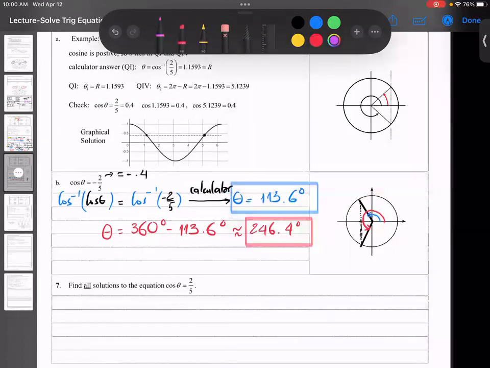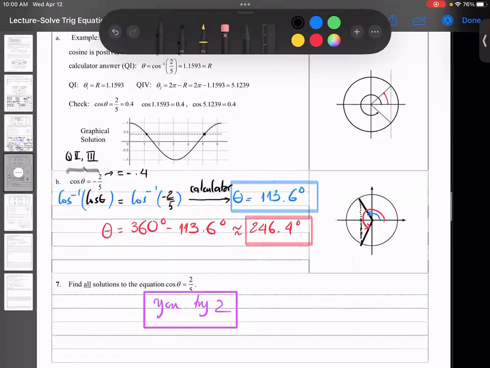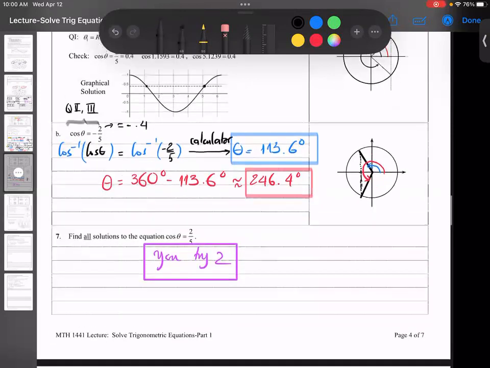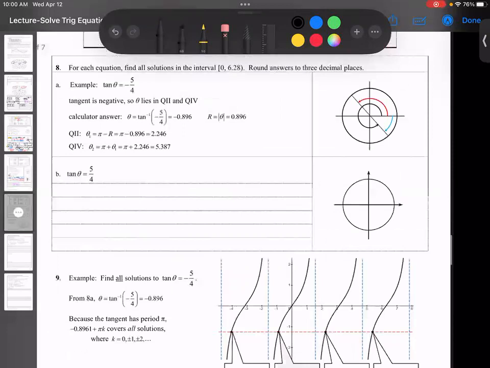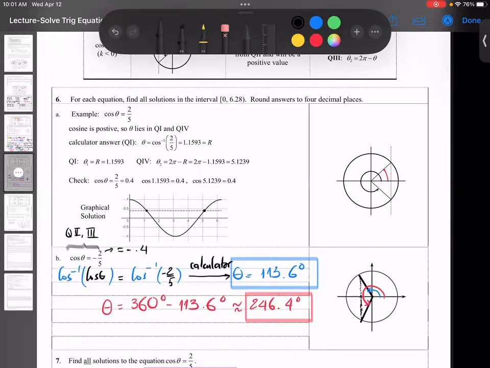Number 7, that's your U2023. Maybe I'll have a little note here. So I know that it's going to be quadrant 2 and 3. So I know my answers should be in those quadrants. My advice to you when you do this problem: draw the picture. I know you can use a calculator, but calculators can be very deceitful, right? You have to understand what quadrant you're looking at. As long as your answer matches your picture, you're okay.